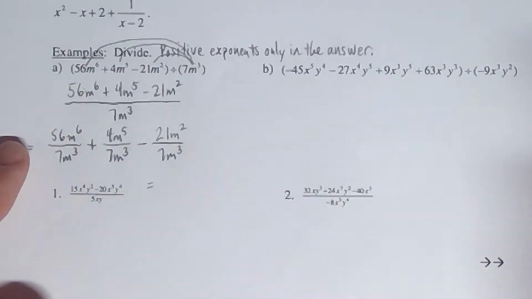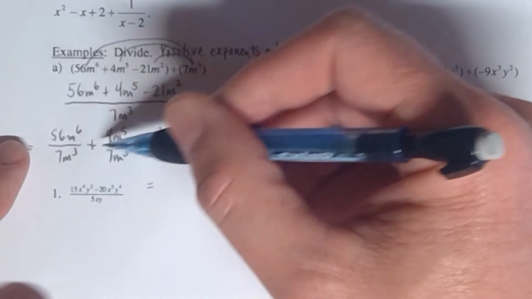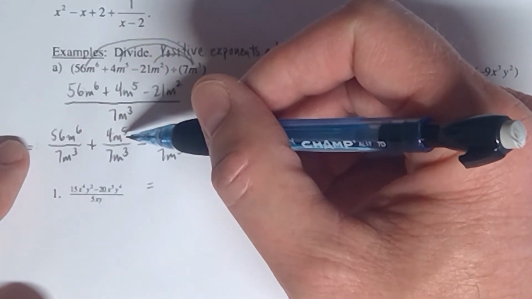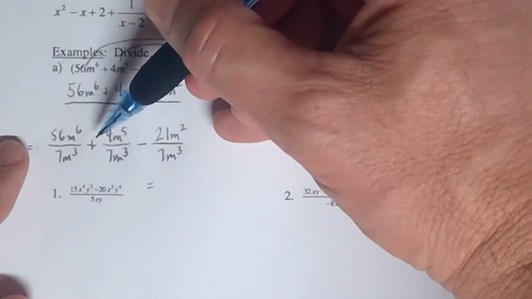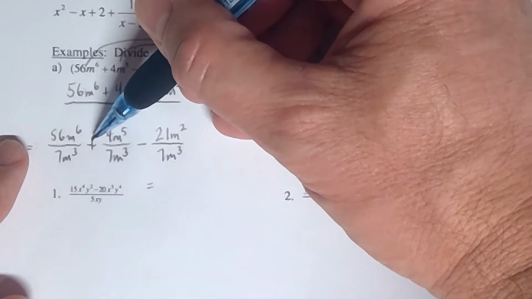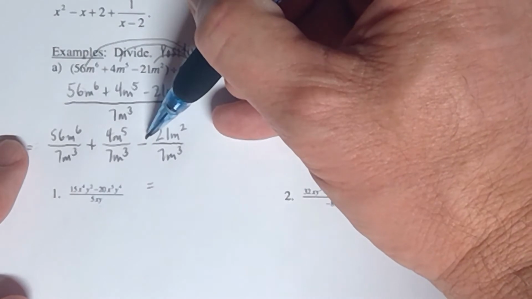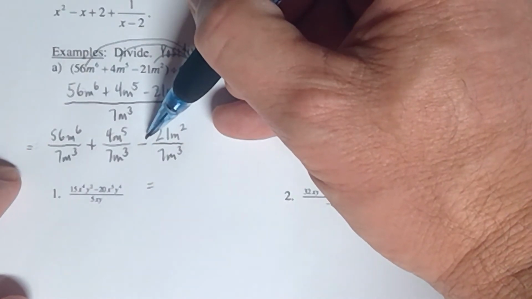One other thing I want to mention is don't try to cross-cancel here. As we'll learn later, you're only allowed to cross-cancel when you're multiplying fractions. These fractions are not being multiplied. They're being added and subtracted, as you can see here. Okay.